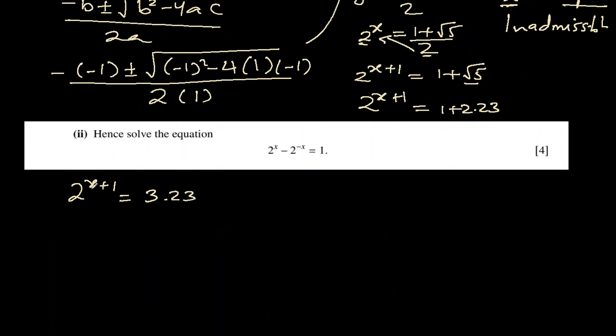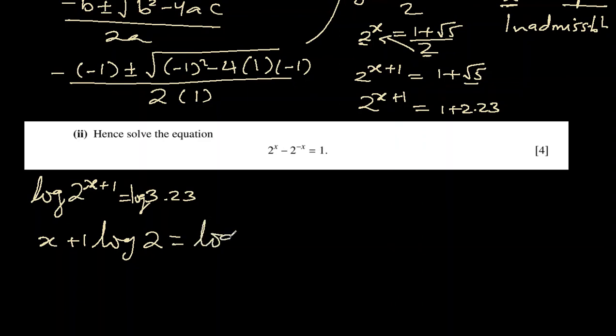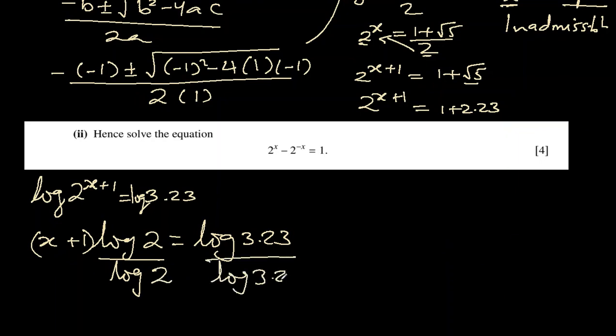Now to evaluate x, we'll have to use log on both sides because the variable is an exponent. To bring it down, we have to apply log. So it becomes x plus 1 log 2 equal to log 3.23, and x plus 1 will be in brackets multiplying with this. Divide both sides by log 2, right?